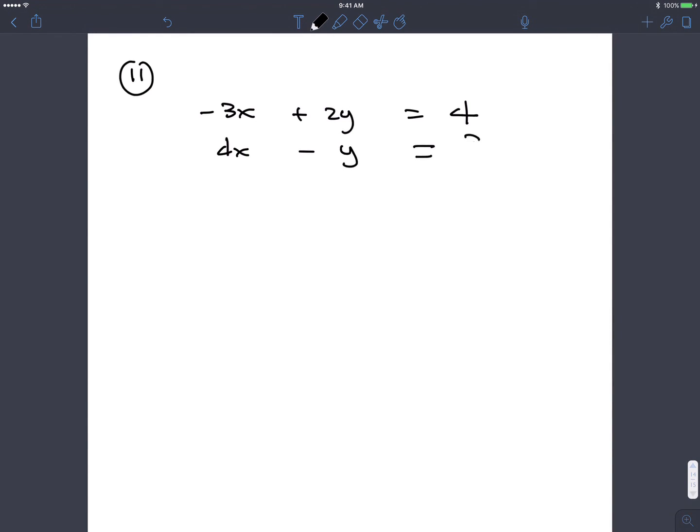Okay. Number 11. Negative 3x plus 2y equals 4. 4x minus y is 3. We're going to create an augmented system. Negative 3, positive 2, an augmented matrix. 4, negative 1, 3. So we're going to create an augmented matrix for our system. Let's be correct there.